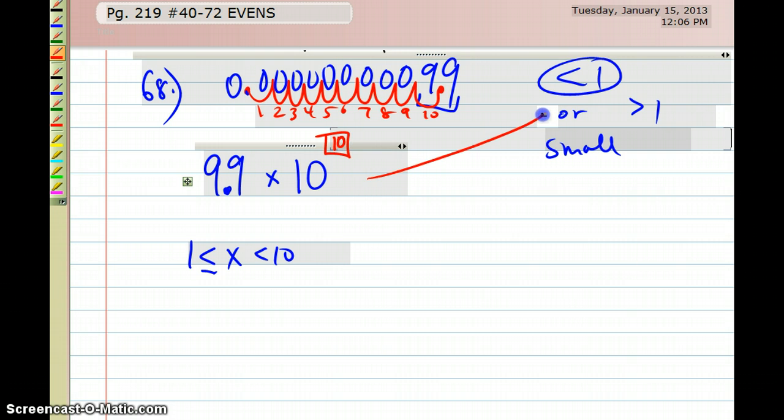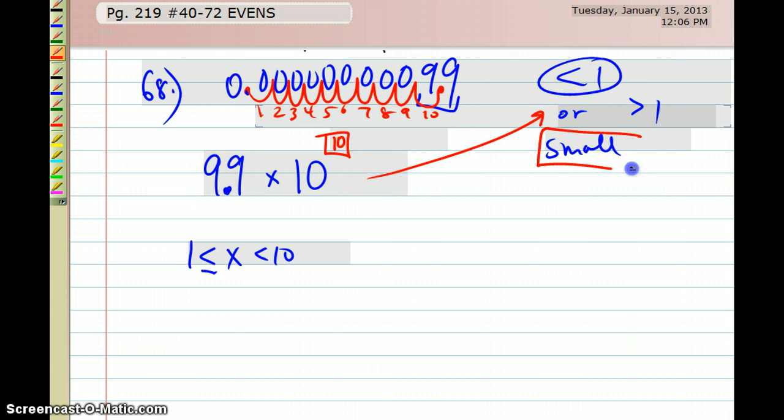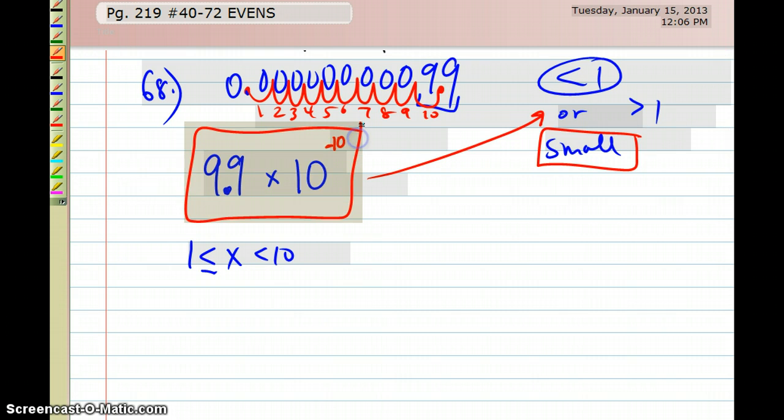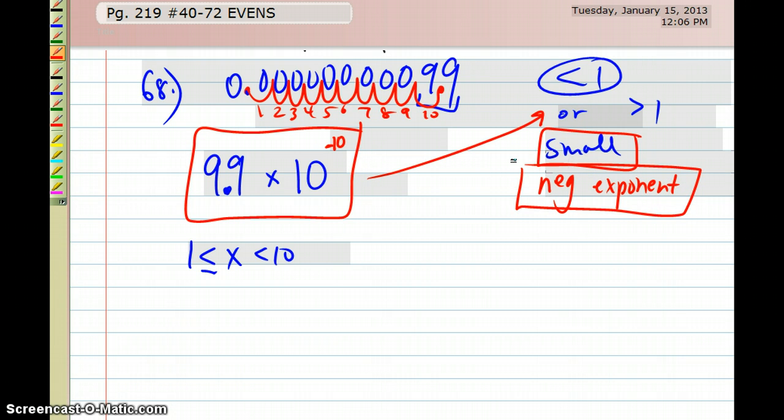Now, because I was looking at the number in the beginning and I knew it was a small number, that's actually a negative 10. Small numbers will give you a negative exponent. When I mean small, again, less than 1. Bigger numbers, bigger than 1, like 10 or thousands or hundreds or millions and billions, will give you a positive exponent instead. And there's your answer for 68.